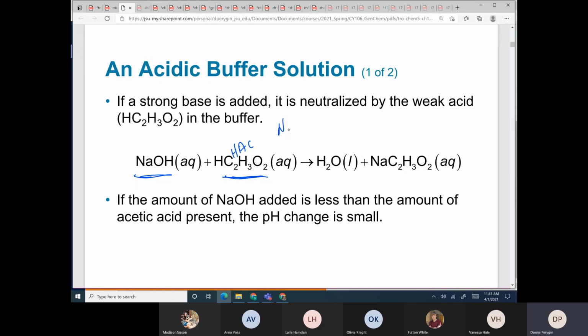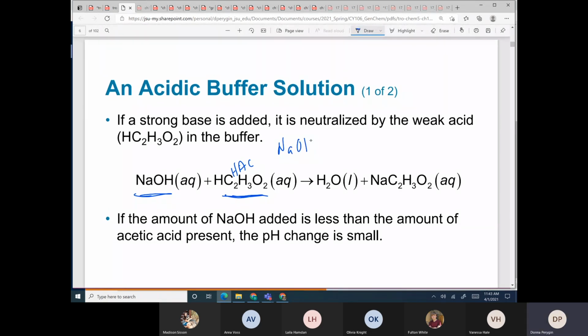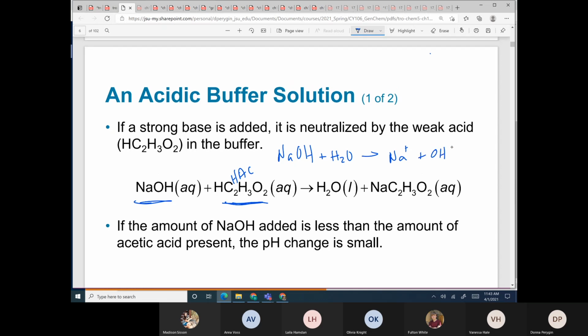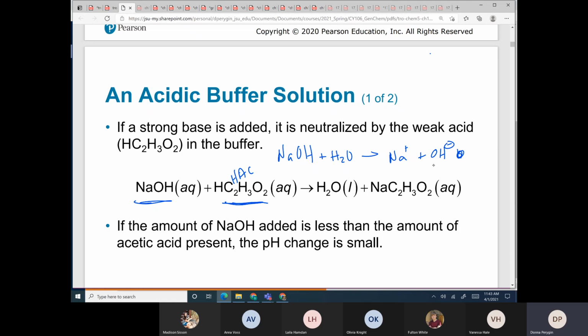So remember sodium hydroxide, let's draw that out. If you put that into water, what happens is, it's a strong base, so you end up with this, right? So it basically dissociates in water to form Na plus and OH minus, and that's going to increase the hydroxide ion concentration in water, and that's going to be a strong base.